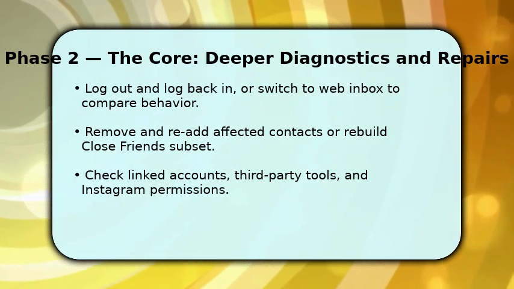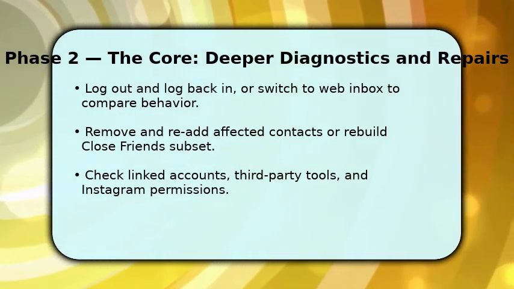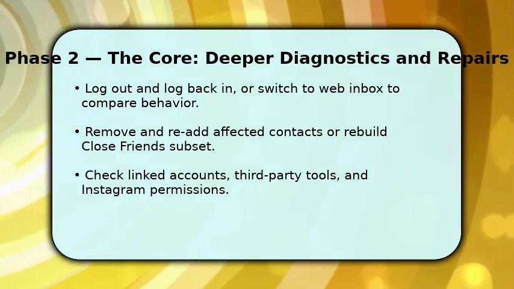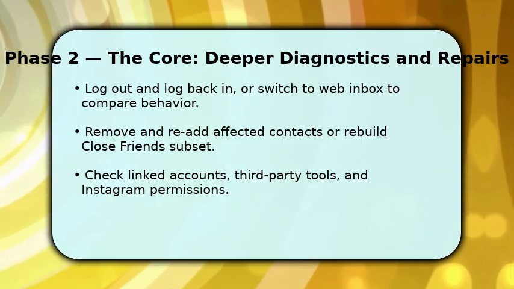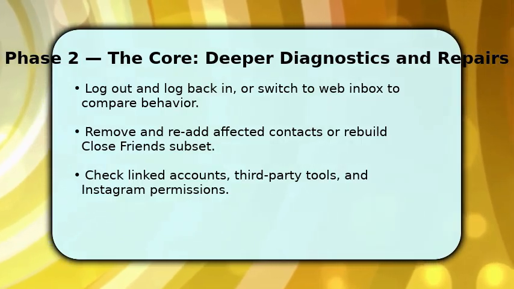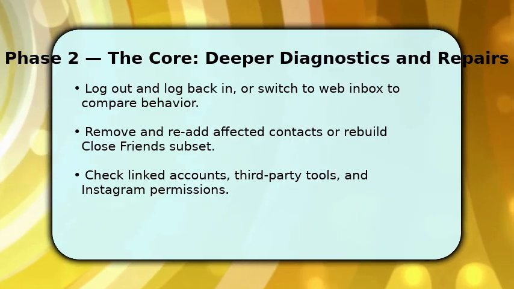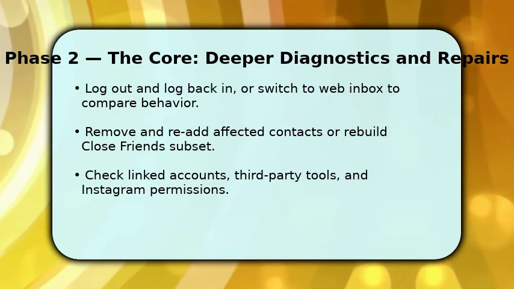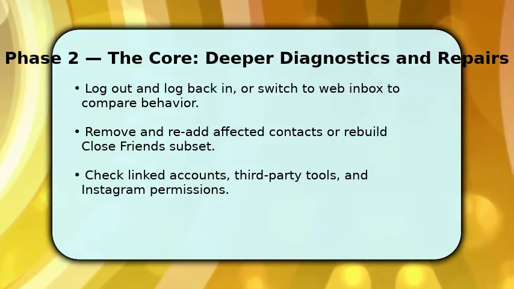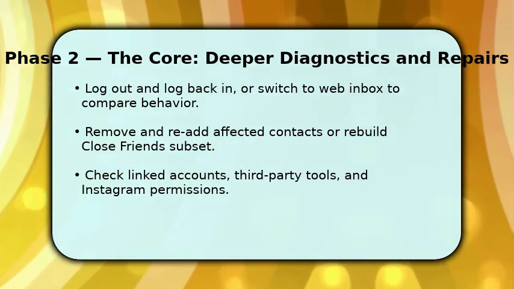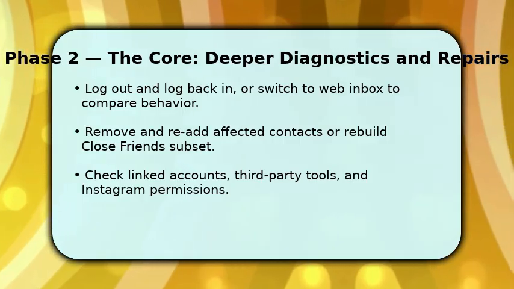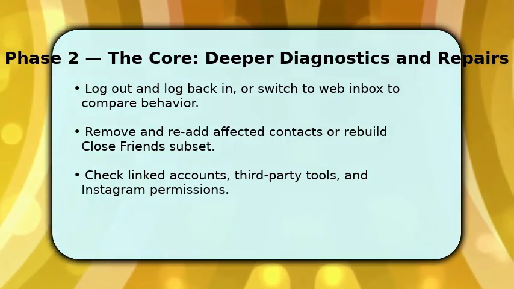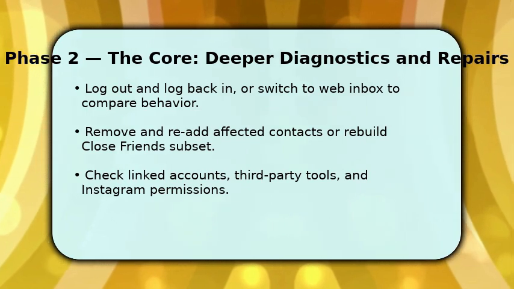Once done with the basics, dig deeper. Log out and back in, and try Instagram on the web to see if the share list appears there. This isolates device-specific errors. If certain contacts vanish, remove and then re-add them, or rebuild the close friends subset to regenerate the list index. Also examine linked accounts and any third-party apps that manage followers. Make sure app permissions for contacts and storage are allowed. These actions repair corrupted lists and resolve sync conflicts between devices.